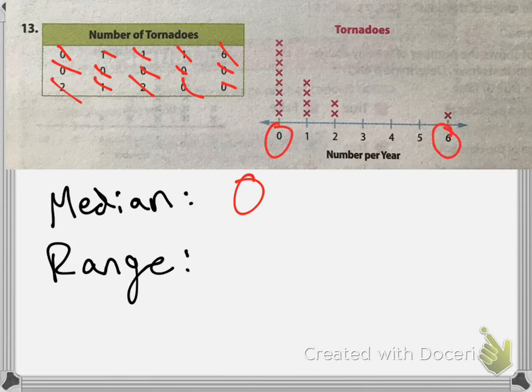In this case, it just happens to be 0. So 6 minus 0 is 6. So my range is 6. Not just because it's the biggest number, but just because that's how it worked out.